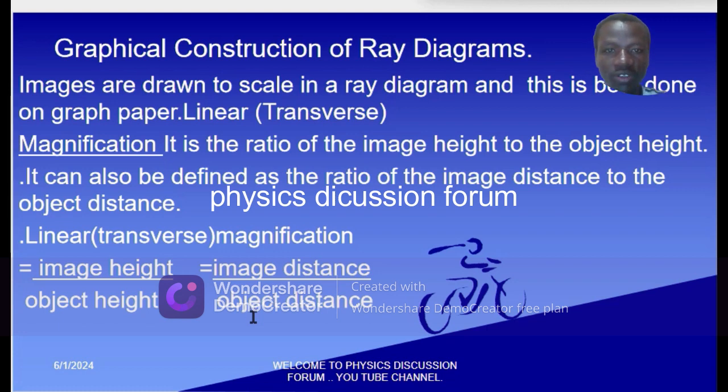Let us move to the graphical construction of ray diagrams. Images are drawn to scale in a ray diagram, and this is best done on graph or linear paper. So before we draw, let us discuss the magnification first. Magnification is the ratio of image height to the object height. It can also be defined as the ratio of the image distance to the object distance. Therefore, magnification is equal to image distance divided by the object distance. This can be used to calculate, by substituting in the formula and making the required quantity the subject.